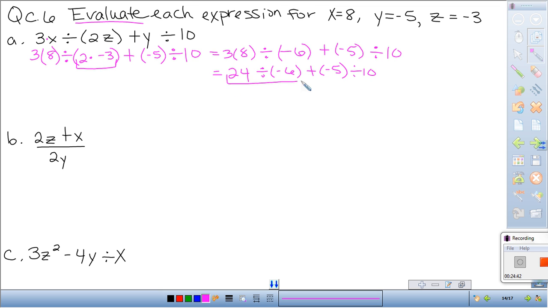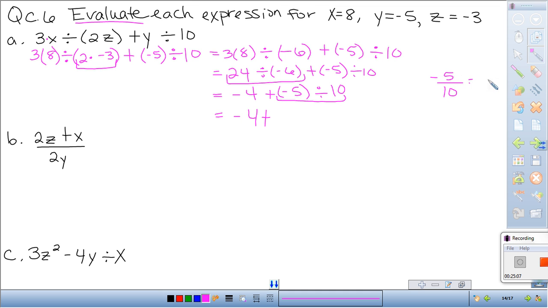So 24 divided by negative 6, positive divided by a negative gives us a negative. 24 divided by 6 is 4, so negative 4, plus negative 5 divided by 10. And then we have to divide here before we move on to adding. Negative 4 plus negative 5 divided by 10. Remember, you could rewrite this as negative 5 divided by 10. That's the same thing. So we know, really, we're just going to simplify this.